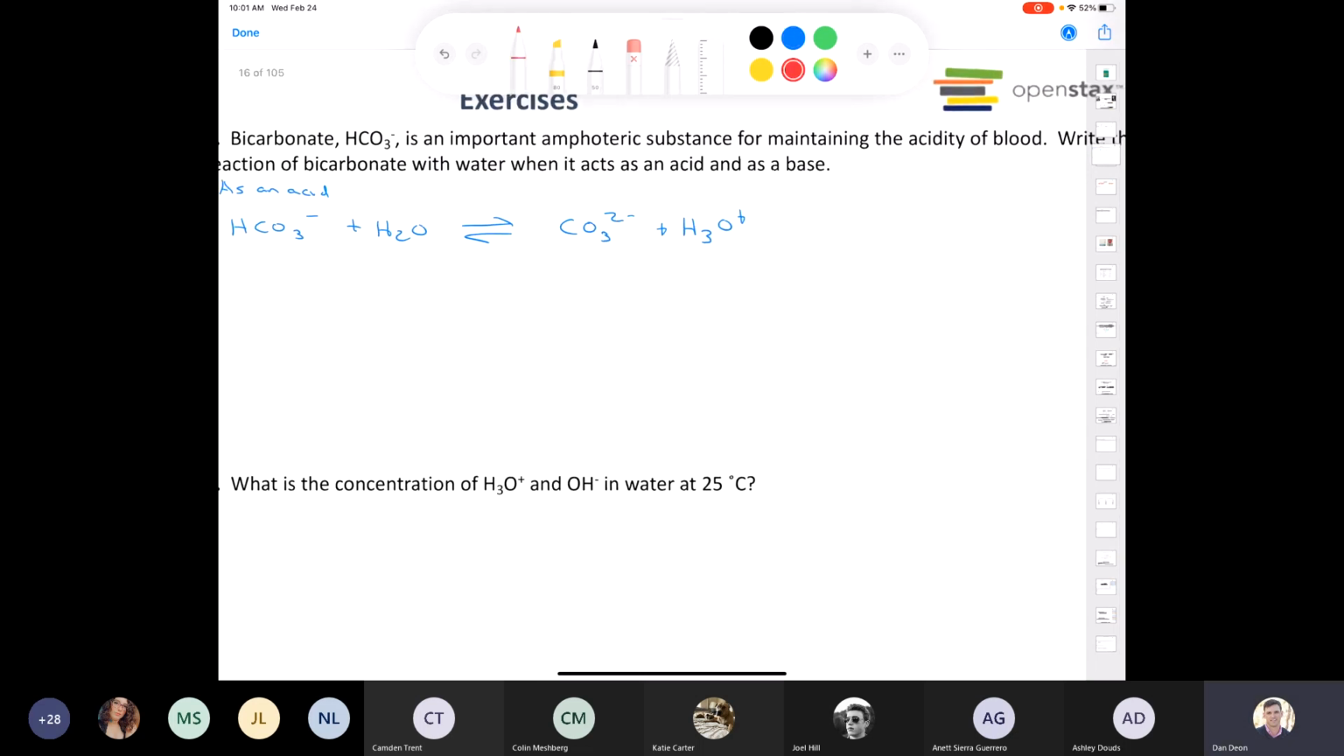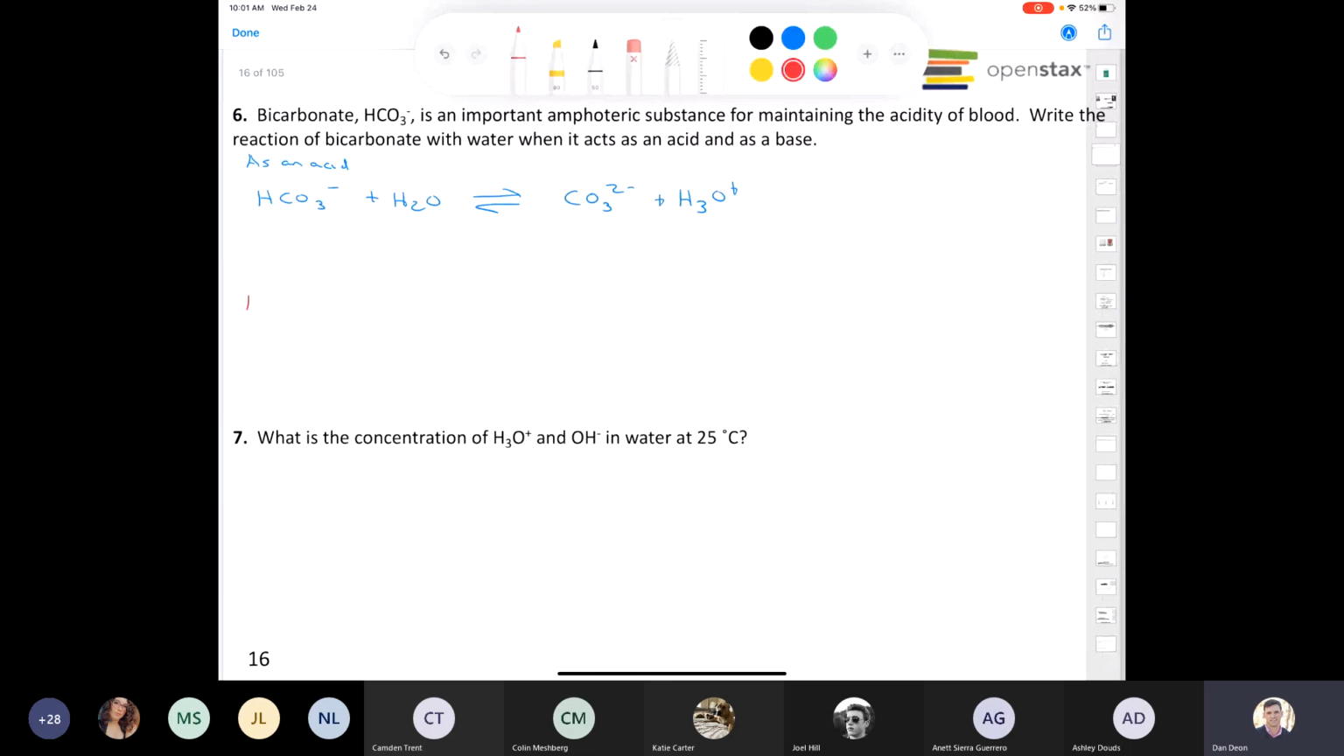If it were to behave as a base, it's going to accept a proton. So as a base, we start with our bicarbonate. What's a base? It's a proton acceptor. Who is it going to accept it from? From the water. So we're going to be left over with H2CO3 plus OH minus.